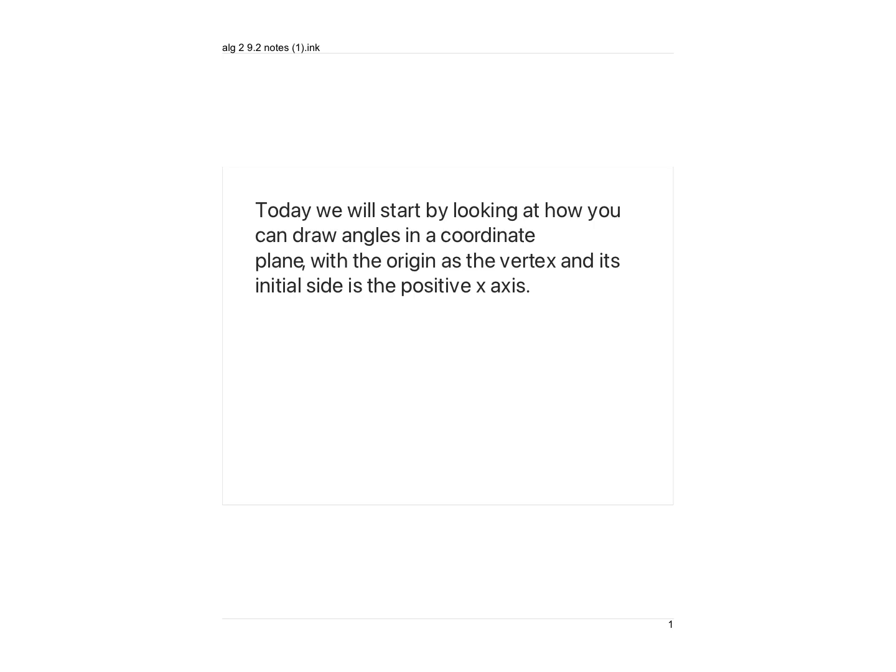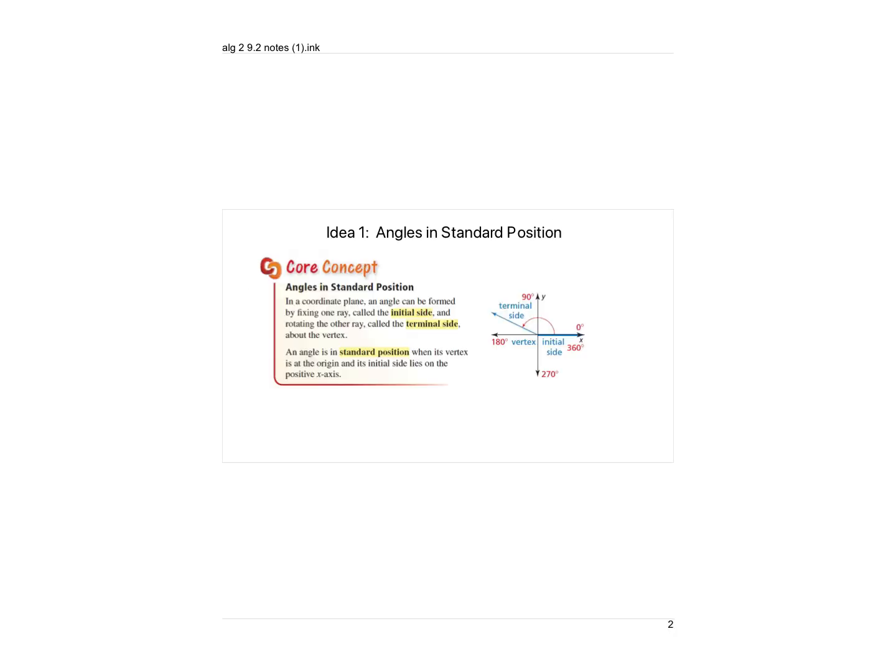As we begin our unit on trig, we are going to start by looking at angles on a coordinate plane, basically is what we're going to do. So we are going to start by looking at how you can draw angles in a coordinate plane with the origin at the vertex and the initial side is the positive x-axis. Well, let's take a look and see what that actually looks like.